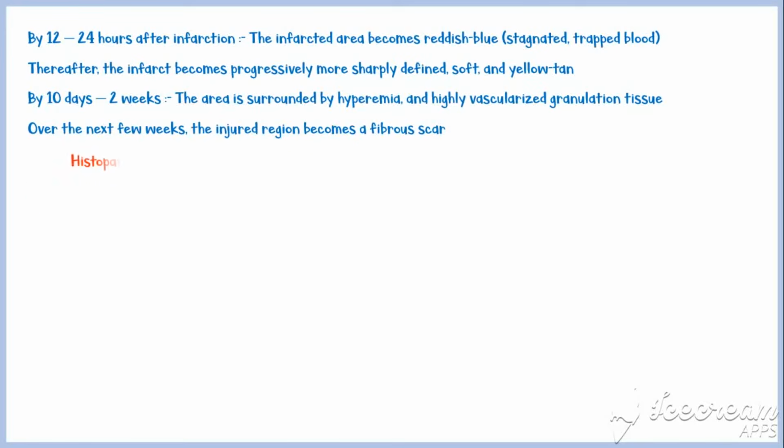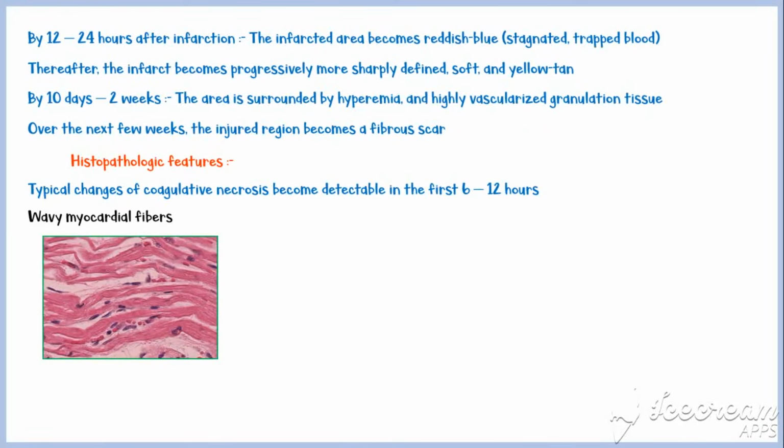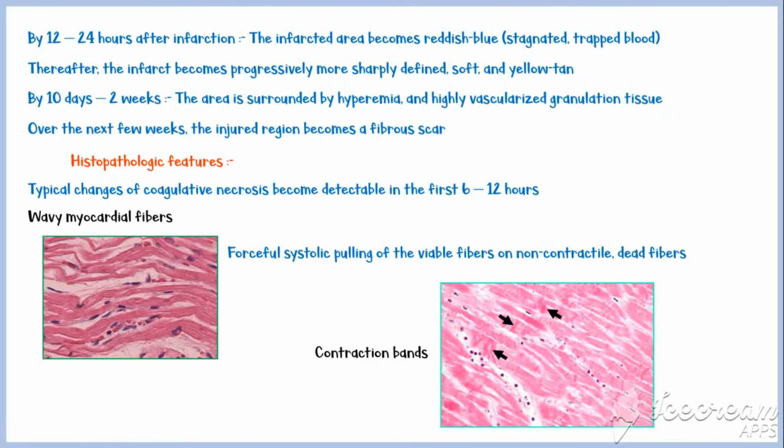In histopathology, typical changes of coagulative necrosis become detectable in the first 6 to 12 hours. Wavy myocardial fibers may be present at the periphery of the infarct. These changes probably result from the forceful systolic pulling of the viable fibers on non-contractile, dead fibers, causing stretching and folding. Contraction bands may also be present. These are denoted by the black arrows in this picture.